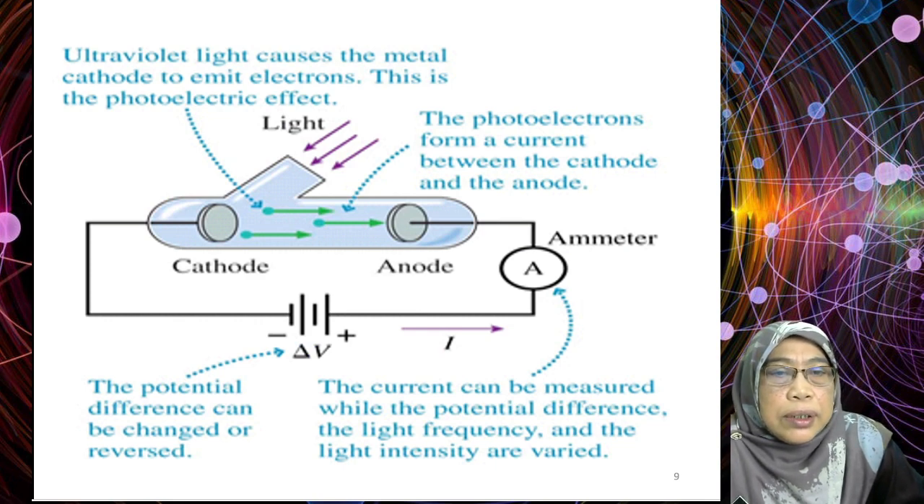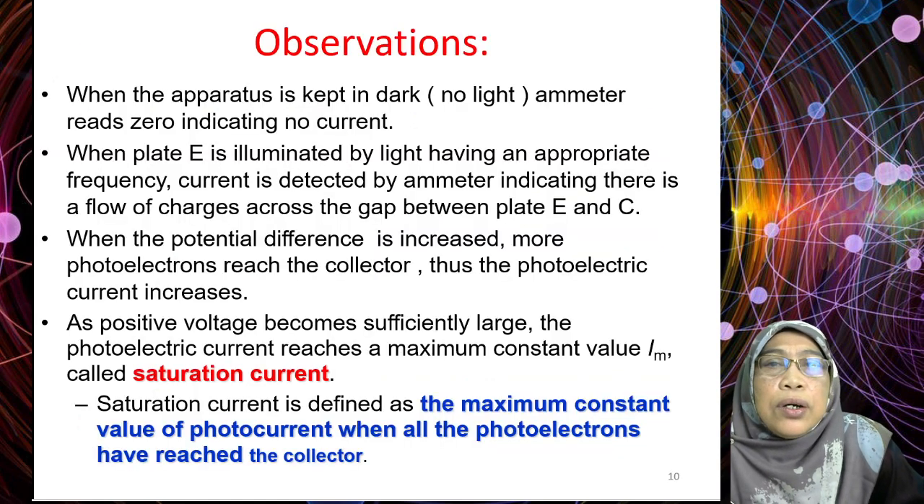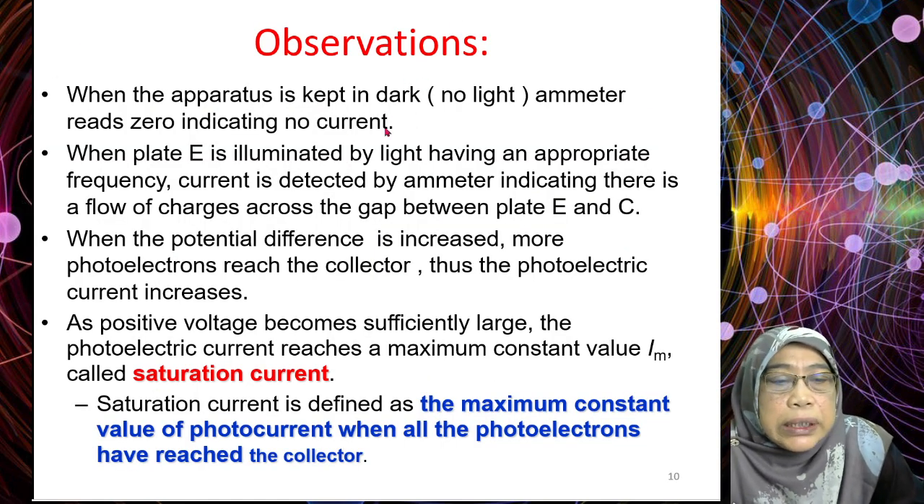Similar to just now, as in the previous slide. Okay, observation from the photoelectric effect experiment. When the apparatus is kept in the dark, meaning that there is no light, the meter reads 0, indicating no current. So no light, no current. When plate E, the emitter, is illuminated by light having an appropriate frequency, and the word here is appropriate frequency, current is detected by the meter, indicating there is a flow of charge across the gap between plate E and C.